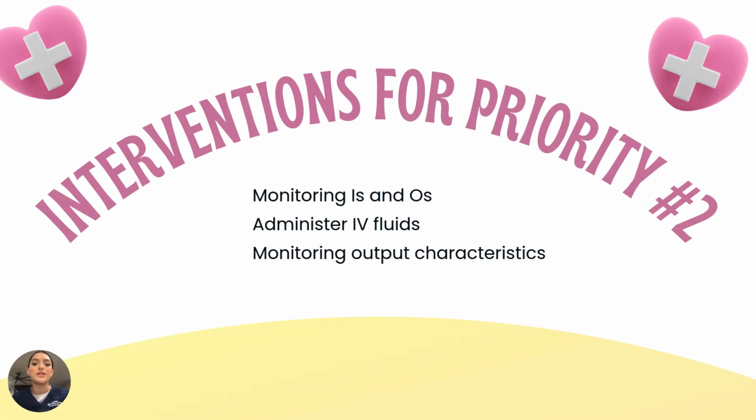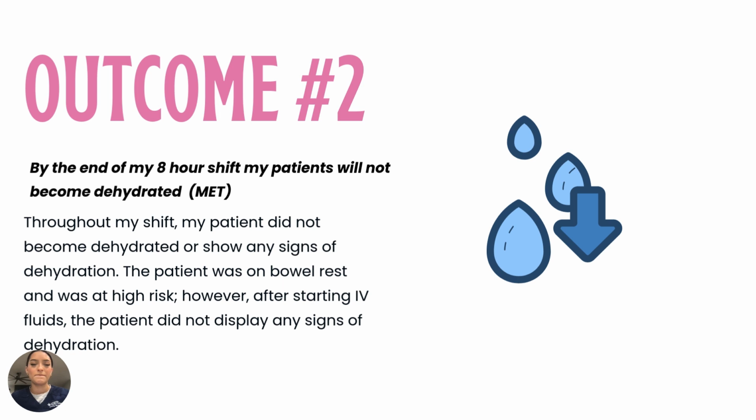So the main ways that I did those things were monitoring his eyes and nose closely, administering IV fluids to keep him hydrated since he was on bowel rest, and then monitoring his output characteristics. If his NG tube output was getting darker, getting lighter, if his urine was concentrated or not. I was paying attention to all of that.